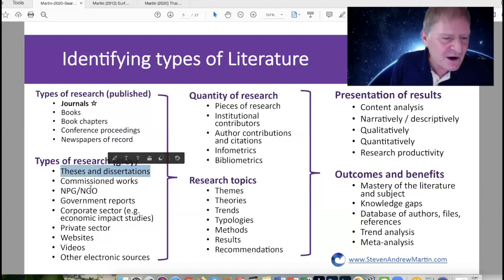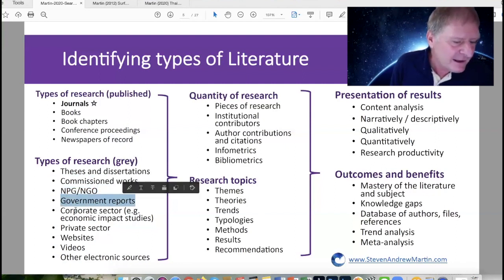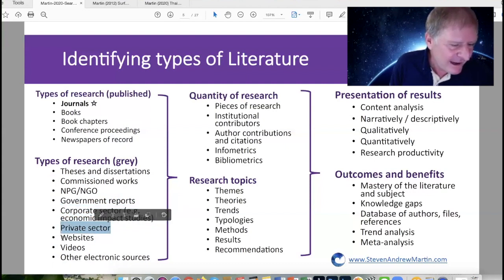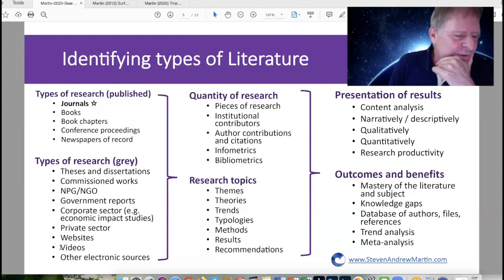Theses and dissertations are generally considered a type of gray literature. Commissioned works, stuff through not-for-profit organizations, government reports, for example, corporate sector stuff, private sector, websites. So this opens up a whole discussion about citing or using work from websites in our work, right? And certainly if we're going to have a systematic approach, do we include that or not? Videos is the whole upcoming area, right? And then other electronic sources.